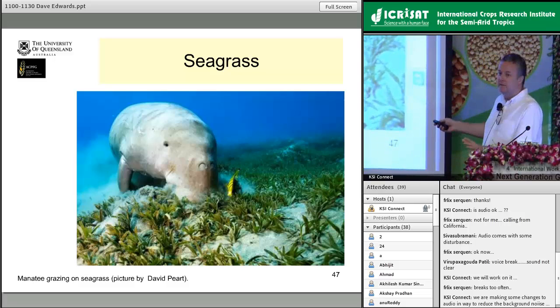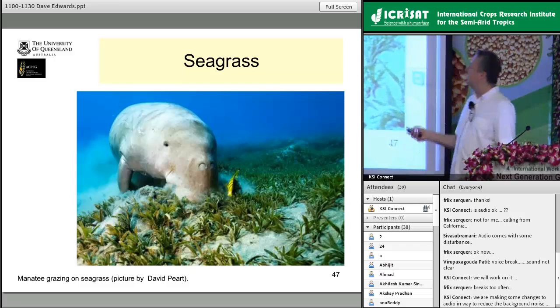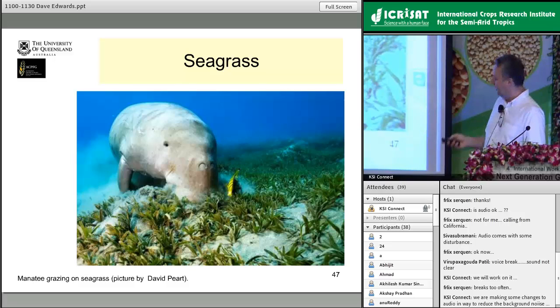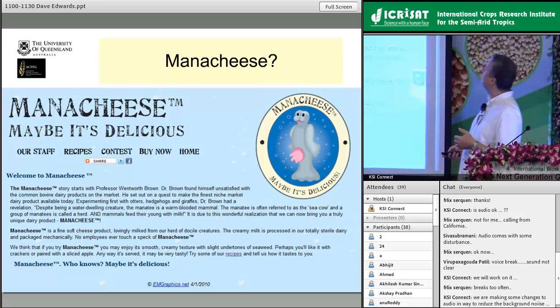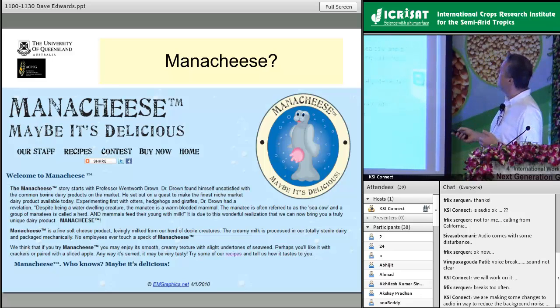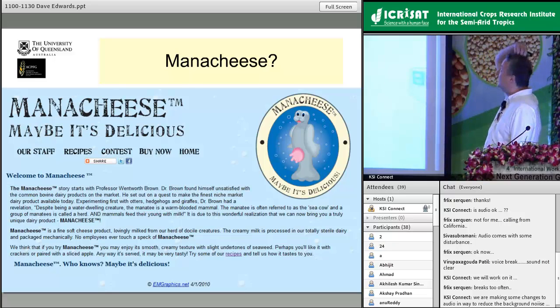Now, I did extensive research on seagrass to see if there were any other applications of it. And particularly, I found one involving the manatee here. Apparently, this is a real website. Someone's actually looking to make cheese from manatee milk. I'm not quite sure exactly how they're going to do this, but apparently, maybe it is delicious. I haven't tried it yet. We were more interested in gene loss.